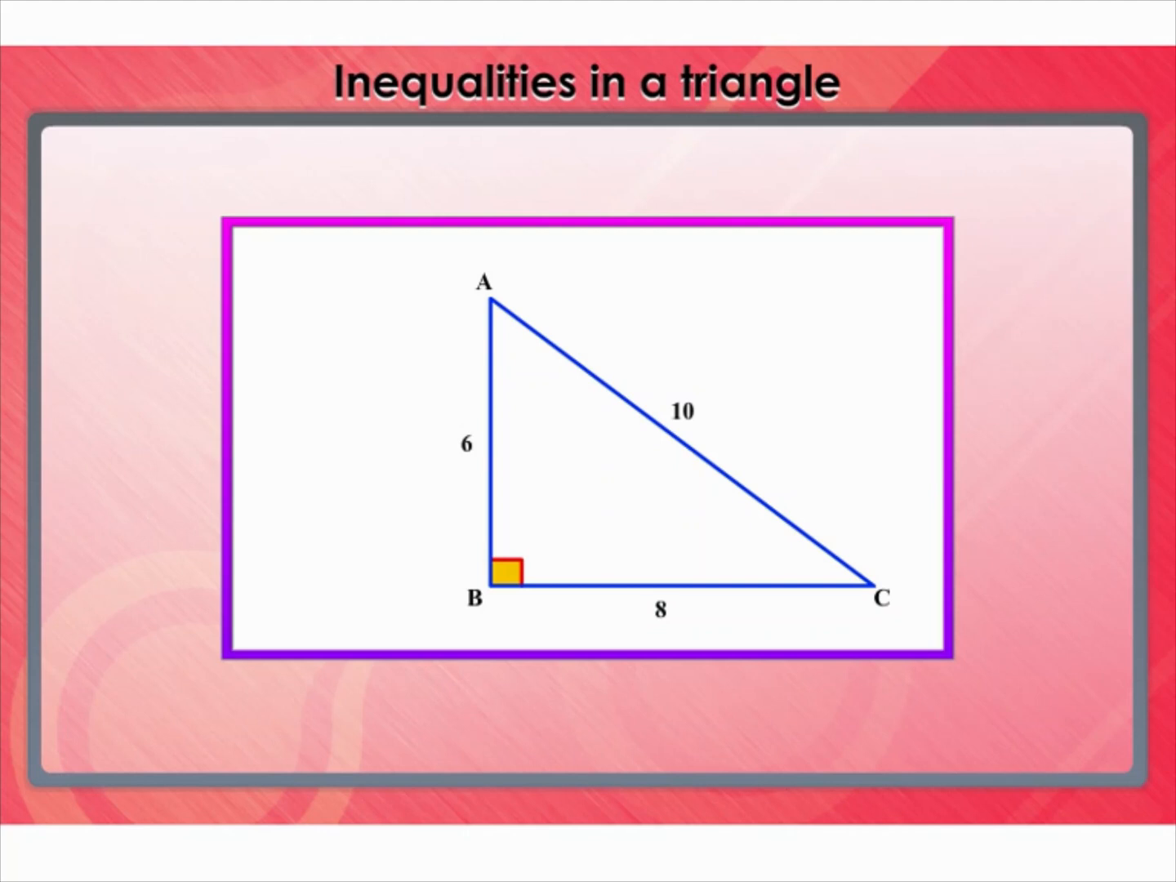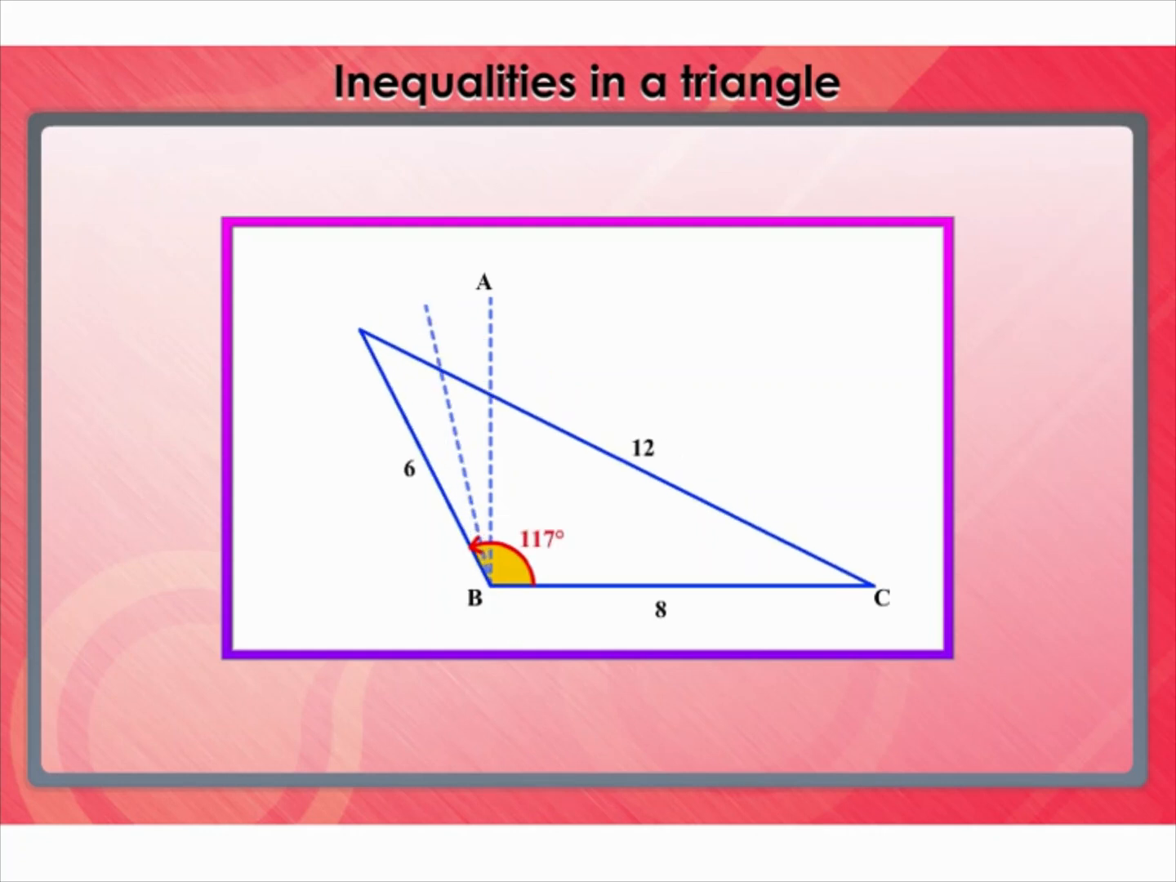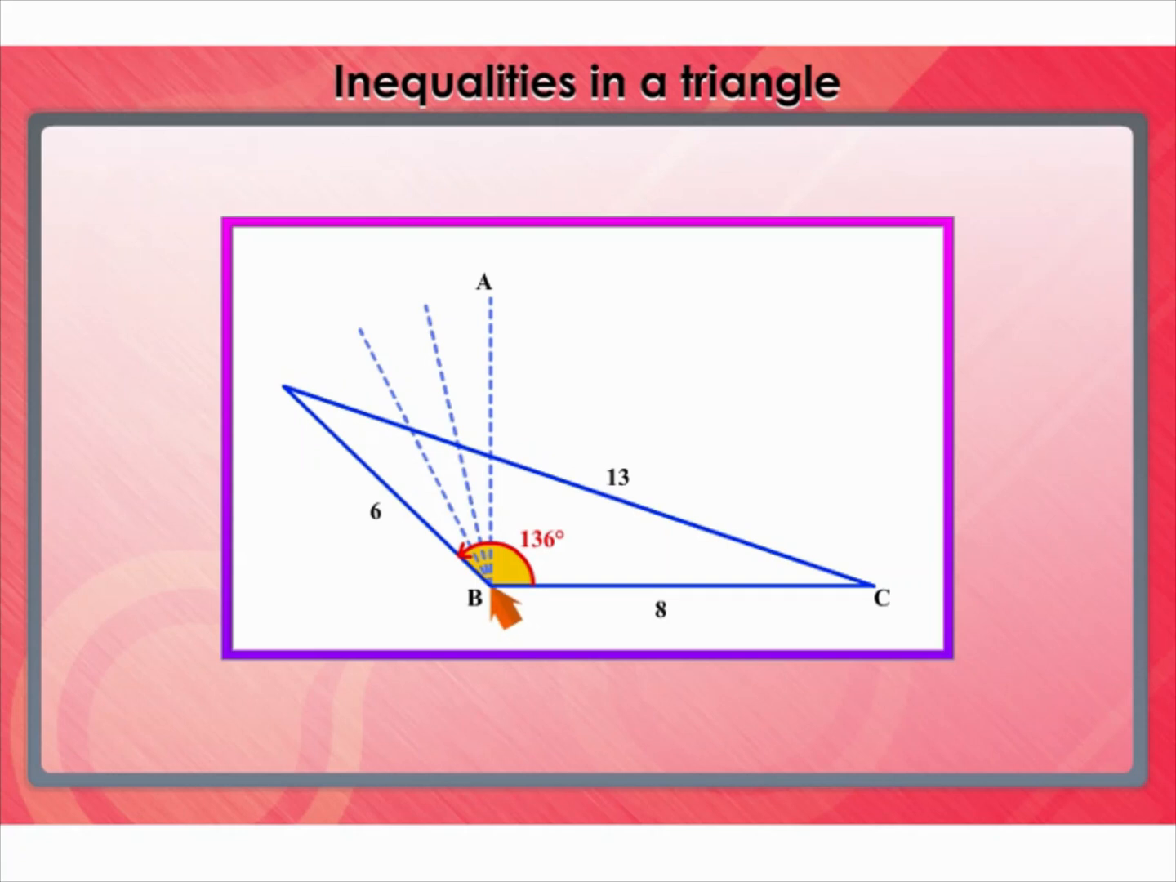Let's experiment using this triangle. The length of 10 units is extended to the length of 11 units. Observe the angle C is fixed, but the angle B is increased. Let's repeat the experiment. We extend the length to 12 units and 13 units. What can you observe here? As we keep on increasing the length of one side, the angle opposite to that side increases proportionately. So we say the measure of the angle varies according to the side opposite to it.